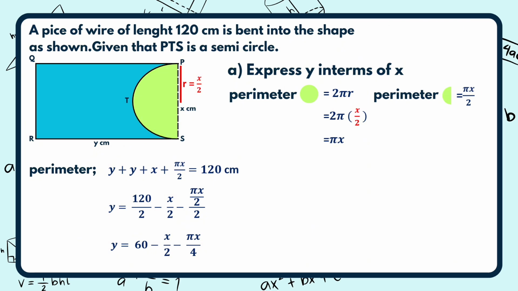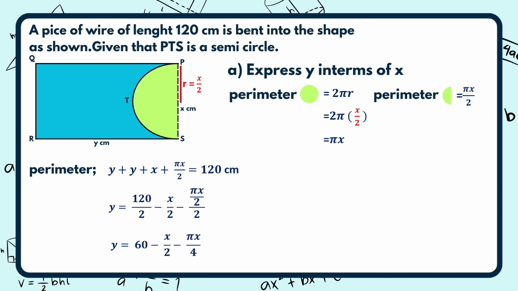Let's solve the first question. Express y in terms of x. First, we need to find the r. Since PS is x cm, to find r, we need to divide by 2. So r is equal to x over 2. Next, we need to find the perimeter of the semicircle. Perimeter of a circle is 2 pi r. So substitute r equal to x over 2. Then we get the perimeter of the circle for this question is pi x. Since we want to find the perimeter of the semicircle, we just need to divide it by 2. So the perimeter of the semicircle is equal to pi x over 2.